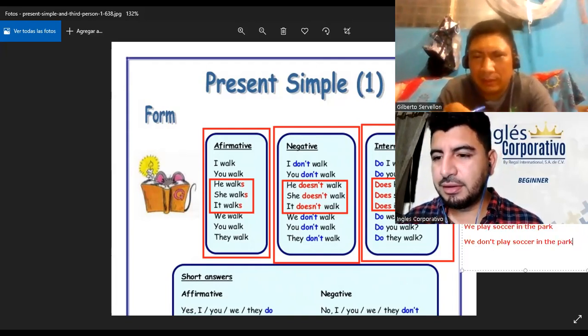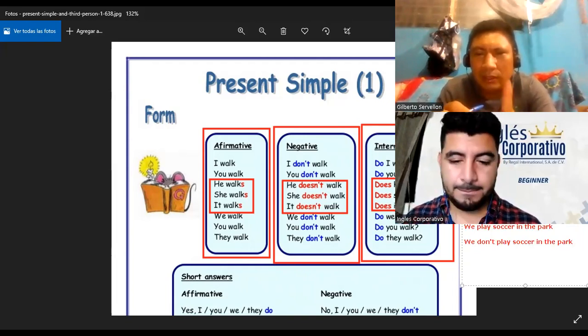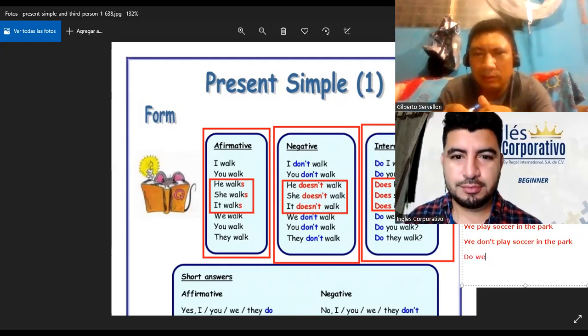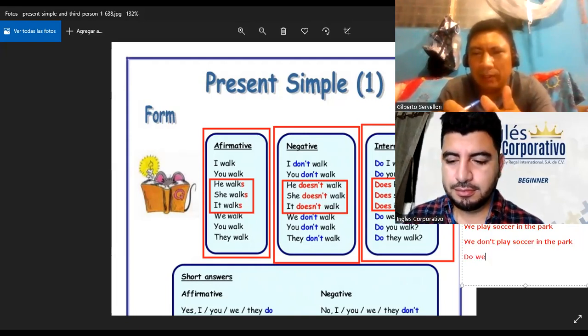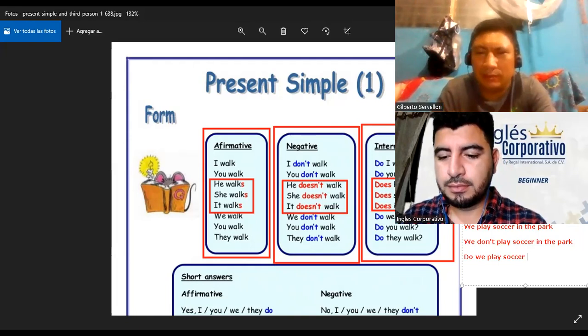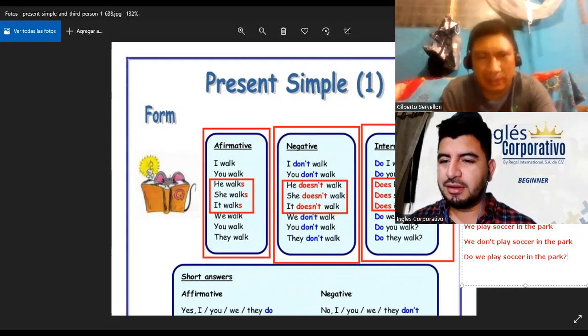En la siguiente, la interrogativa, sería do we. Do we play? So, do we play soccer in the park? Yes, perfect, good. Sí, sería.